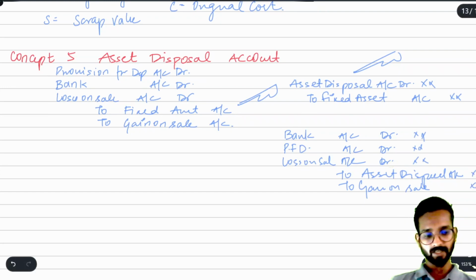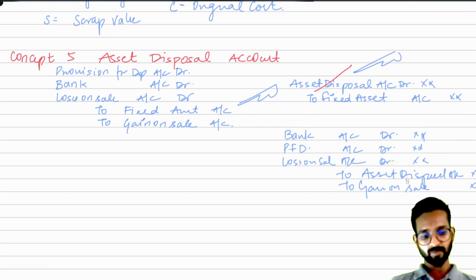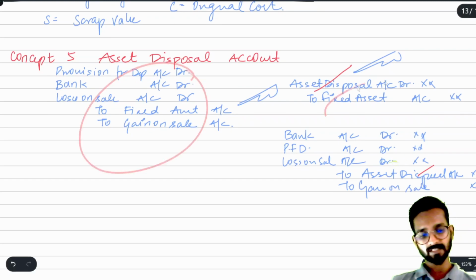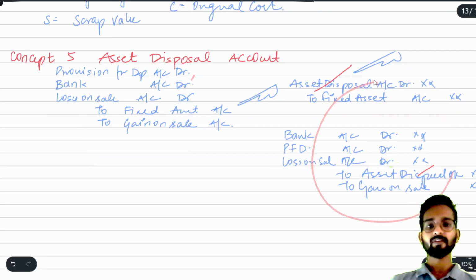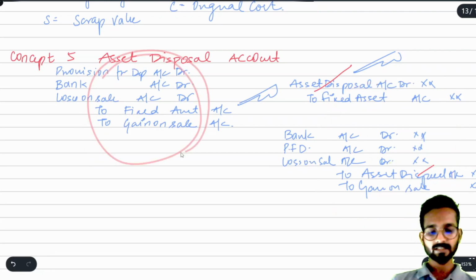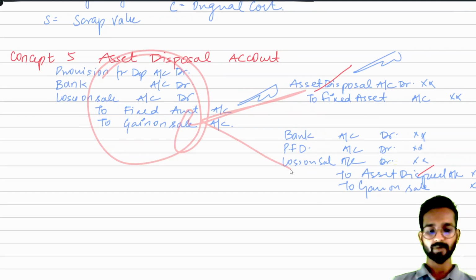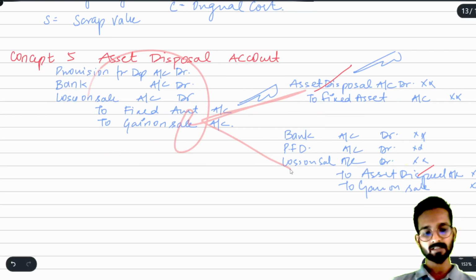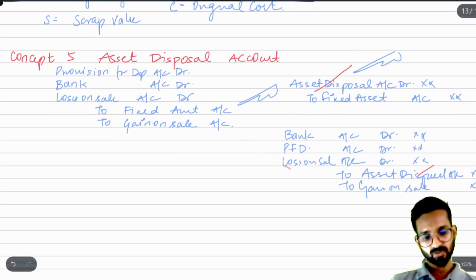See, if you can observe, there is no difference. Just look very carefully. If I remove asset disposal account debit, asset disposal account credit, now check the entry again. Both the entries are exactly same. What we are doing? We are just breaking this journal entry into two different parts. Else nothing. Just we are doing everything through the asset disposal account.